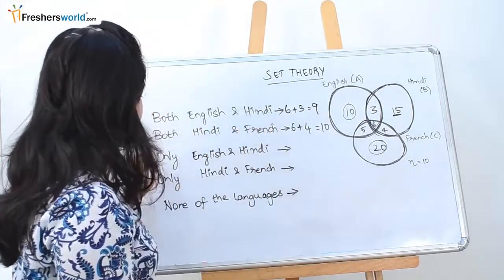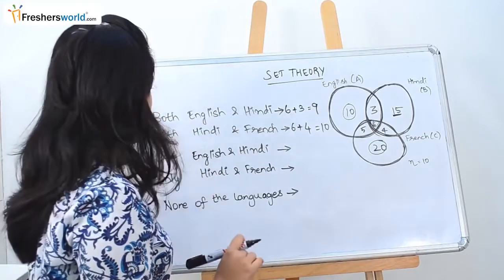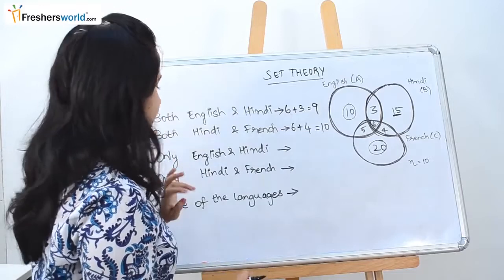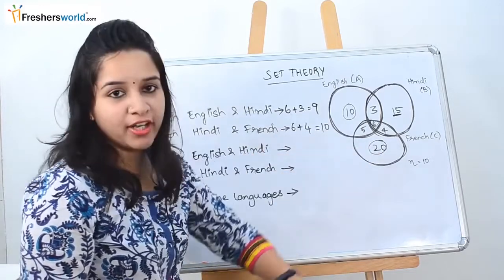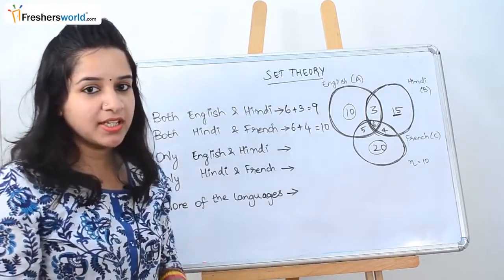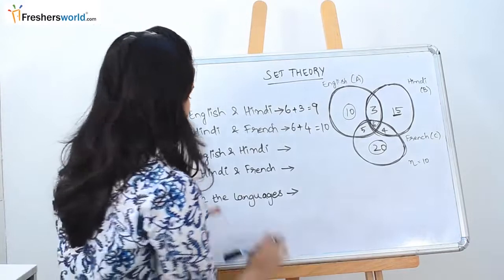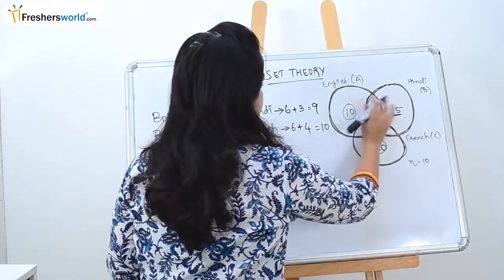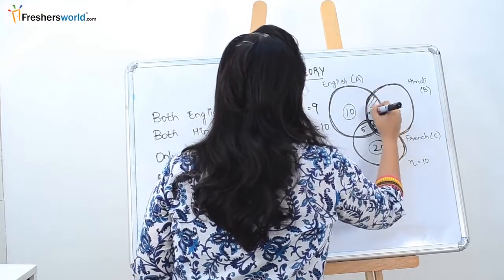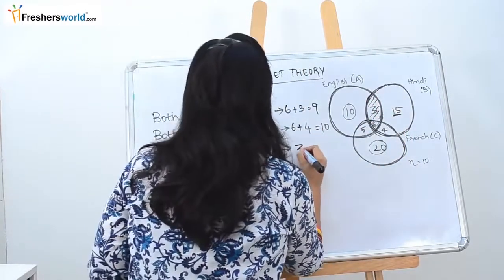So next they are asking is that only English and Hindi. So find the difference between these 2 questions. They are asking the people who know English and Hindi. They didn't say that they shouldn't know French or something like that. They didn't mention anything in the question. But here they are specifically telling that we need only English and Hindi. We don't want people who know French. So English and Hindi is nothing but these 2 circles. And this part of the circle represents the people who know only English and Hindi. So which is nothing but 3.